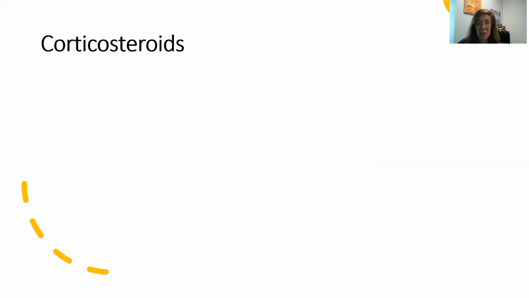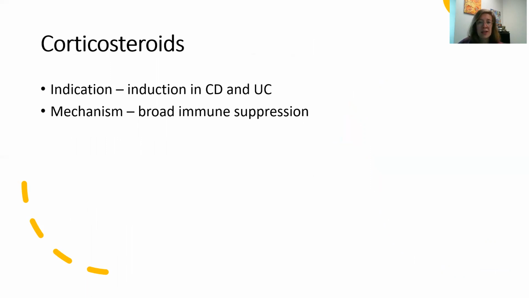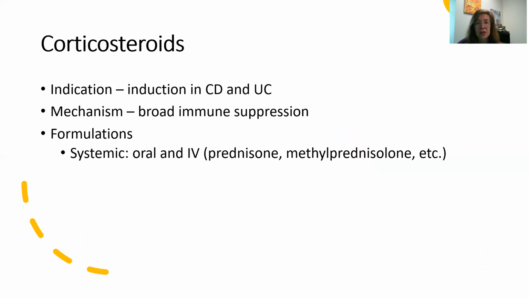So now let's dig in. One of the most well-known treatments for IBD is corticosteroids. They are indicated for induction therapy in Crohn's and ulcerative colitis, and they work by broadly suppressing the immune system. They come in multiple formulations. There are systemic corticosteroids, which come in both oral and IV forms, things like prednisone or methylprednisolone. And then there are more topical formulations that come in both oral and rectal versions, and that's your budesonide.